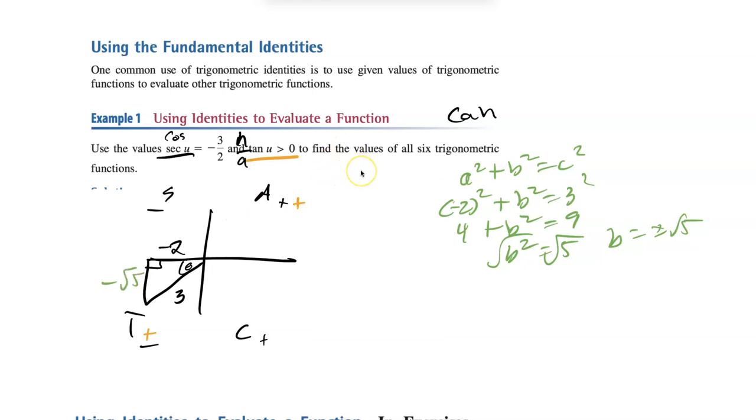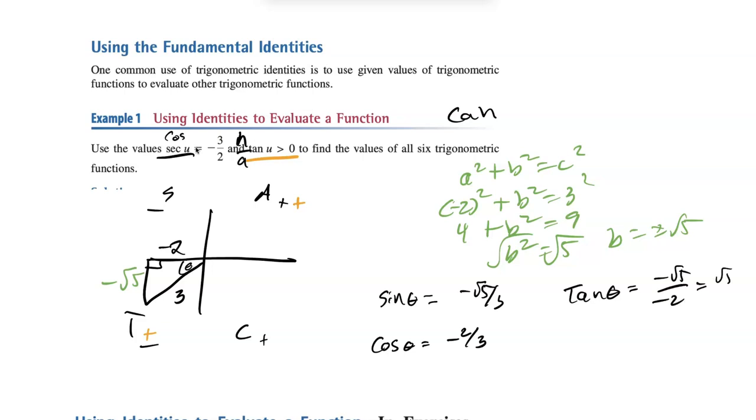Now if you want all 6 trig functions, well, you have them, right? We have sine, SOHCAHTOA, is negative root 5 over 3. Cosine. Honestly, I don't even need to look at the graph. I could just flip secant, so negative 2/3. But either way works. Tan is opposite over adjacent, so negative root 5 over negative 2, which is just root 5 over 2.